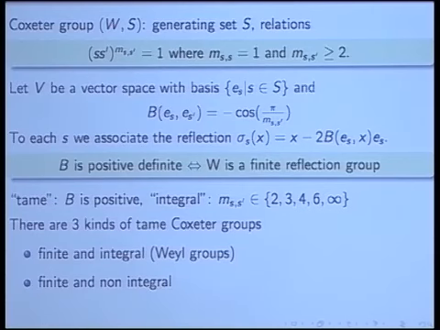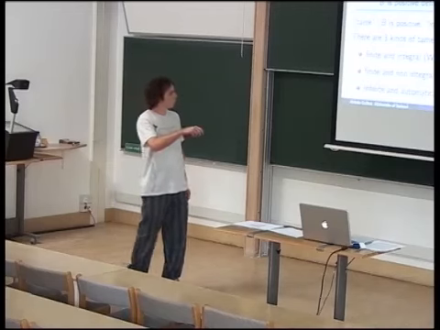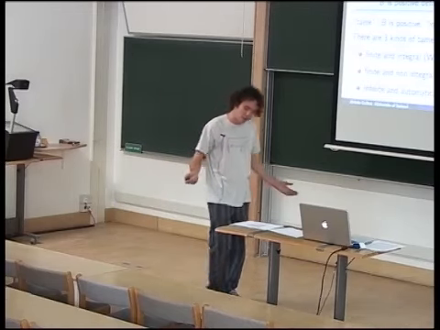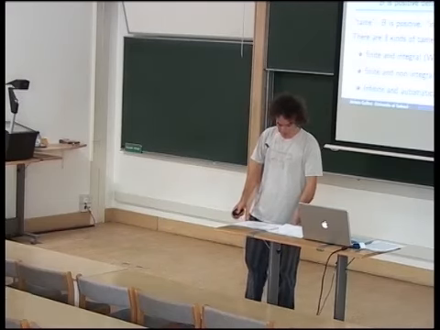And then the infinite Coxeter groups, which are automatically integral, where the form B is only positive semi-definite and not positive definite. These groups are the affine Weyl groups. As we will see later on as well, there's a strong relation between Weyl groups and affine Weyl groups.